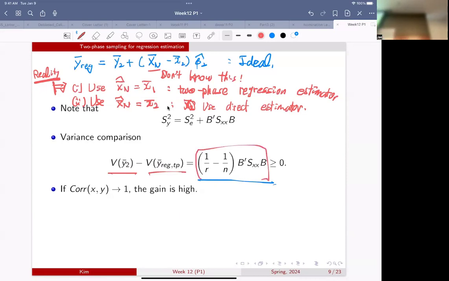Okay. So what does that mean? The gain is greater than 0, which means this is better, right? The gain is high if this guy, the regression sum of square part, is large. So if the contribution to regression is high, then the gain is high. Also, if r is much smaller than N, that means you leverage a lot. If N is much larger than r, relatively speaking, then your gain will be high.